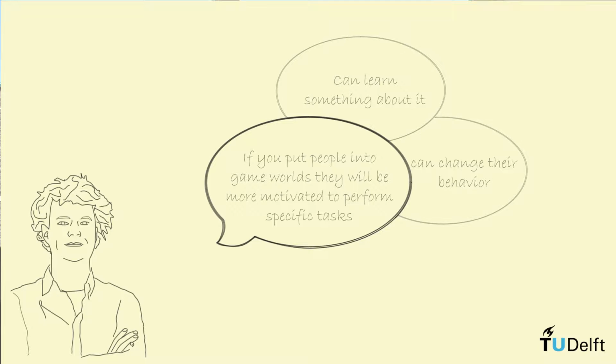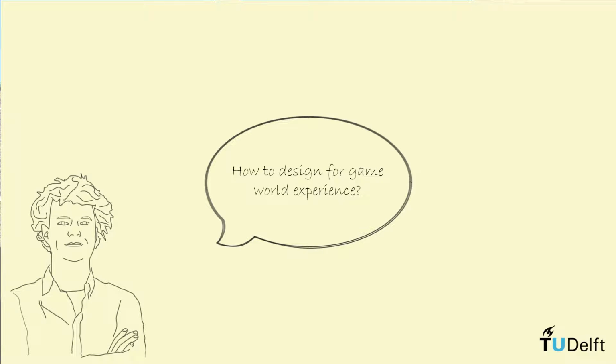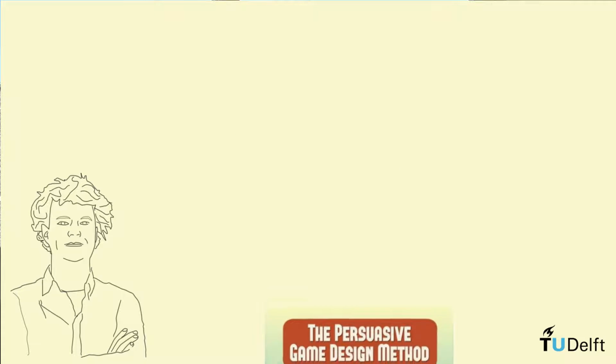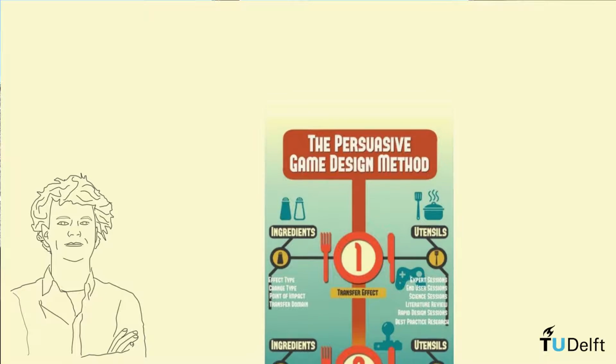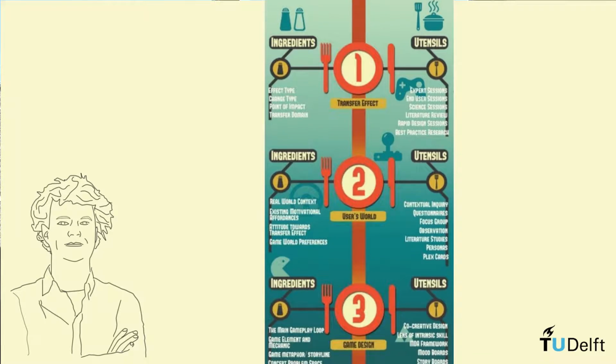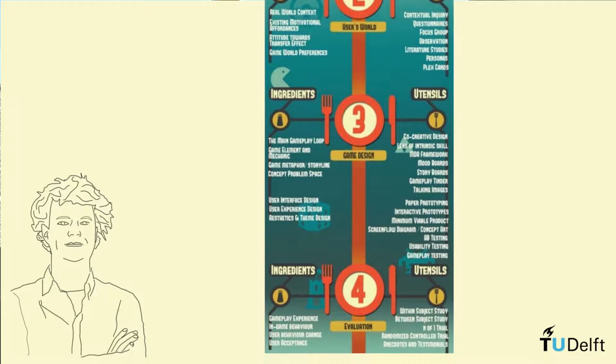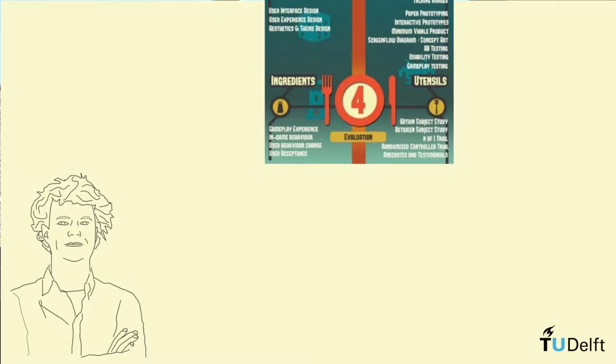So that's the next question. First we understood what game world experiences are, and next is how to design for that. And for that, this year we wrote a paper about a method for how to design persuasive games. That's this paper. It's rather thick, but we wrote it together with a design company and also with a design method specialist, and we summarized it in this very colorful and playful recipe. It's a recipe for designing persuasive games. This recipe has specific dishes, and if you follow all the dishes you have a fairly good chance that you end up with an effective game.